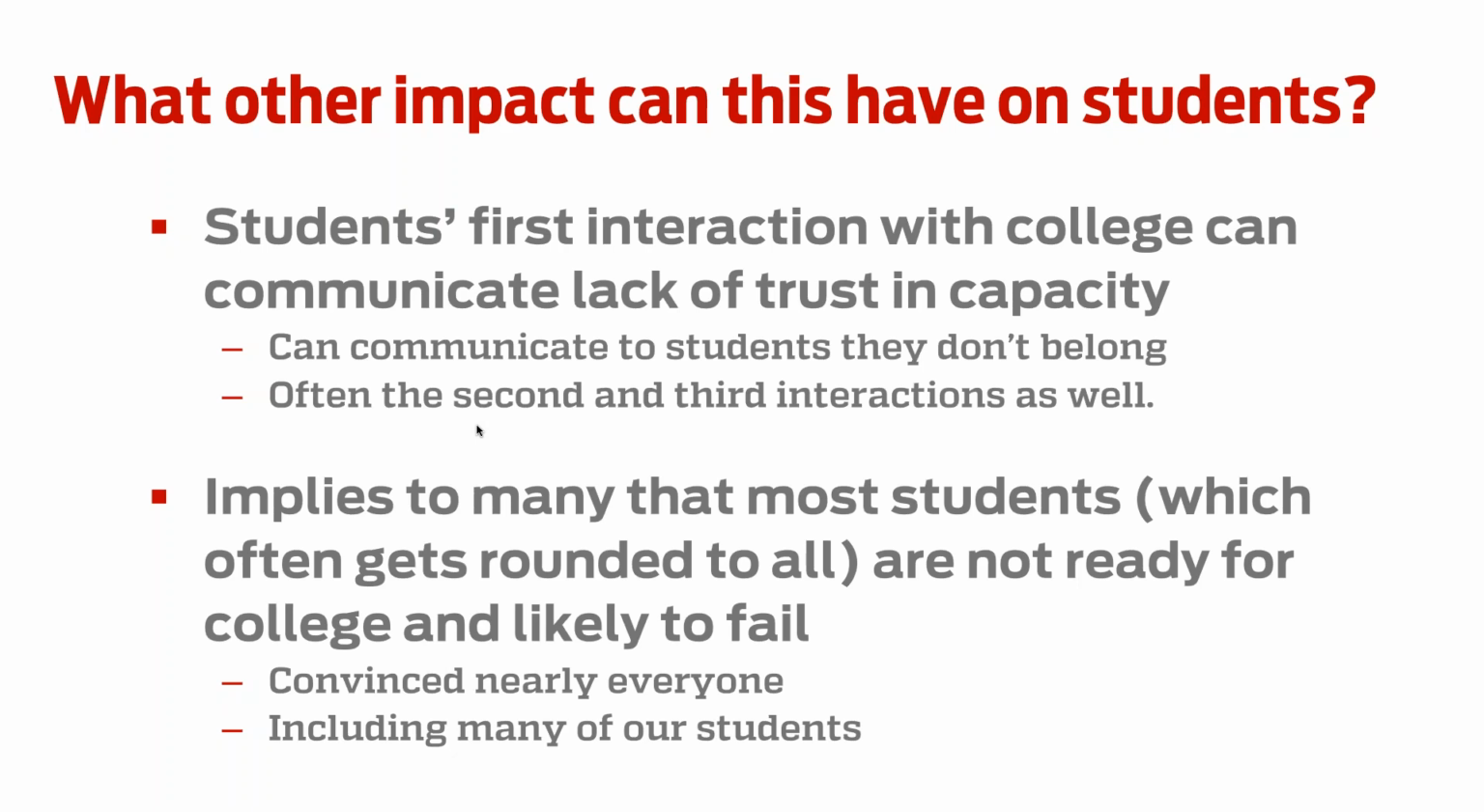And it implies to many of the students that most, which often gets rounded to all when we talk about it, aren't ready for college and are likely to fail. And we have convinced many people of this. If you listen to how people talk about community college students and their likelihood of success, people are generally pretty downbeat about whether or not community college students have what it takes to succeed in college. And that includes many of our students. And I think Peter did a really good job of talking about the types of messages that students have internalized over their lifetime, and how they take responsibility for many things, including things at our institutions that are not their fault.